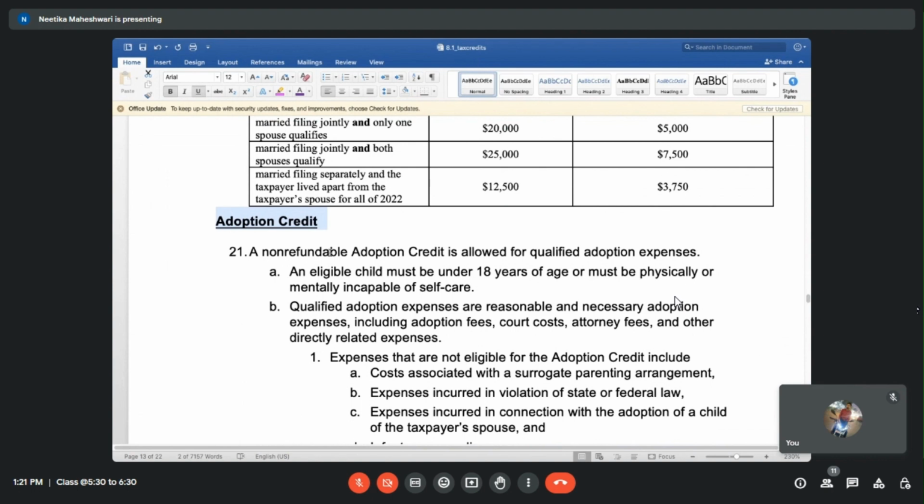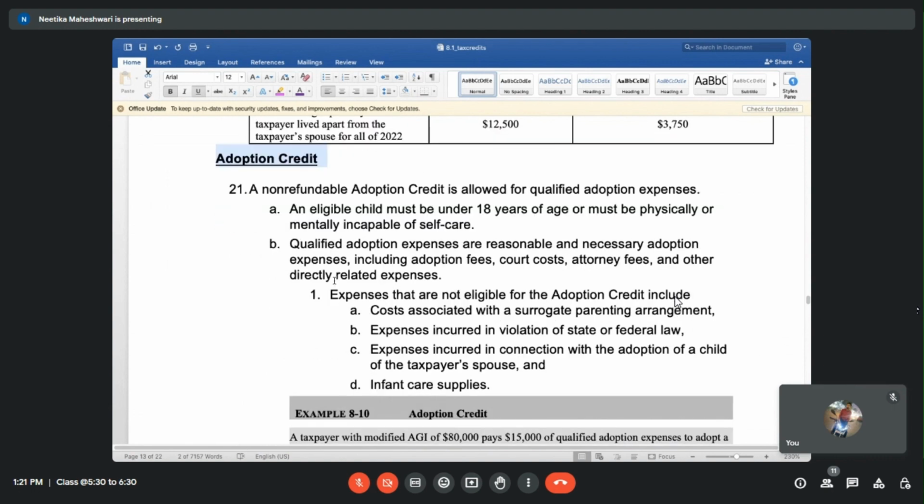The children who are orphans, it's better if they get adopted and they get a good household. There are certain expenses which will go for the credit. Only those expenses which are reasonable and necessary. Again, this is a very, very important phrase, reasonable and necessary. You will see this everywhere, whether it's business expense or adoption expense or something else. It has to be reasonable, it cannot be unreasonable. It has to be necessary, it cannot be a luxury.